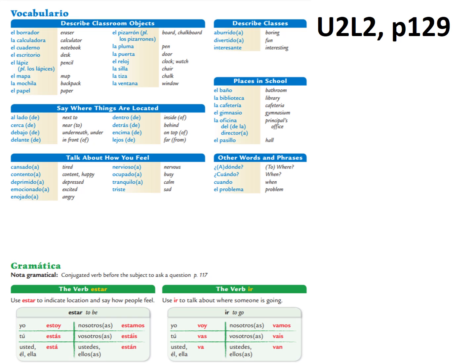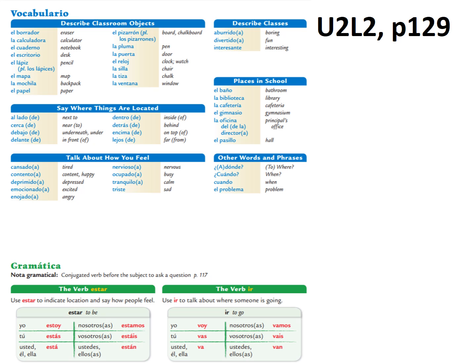We are using another verb that means to be. This one we use in the context of asking, how are you doing right now? How are you? Use estar to indicate location and say how people feel. Estar means to be. Yo estoy, I am. Tú estás, you are. Usted está, you are. Él está, he is. Ella está, she is.